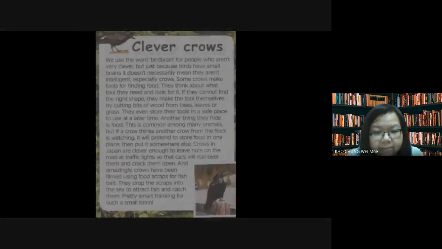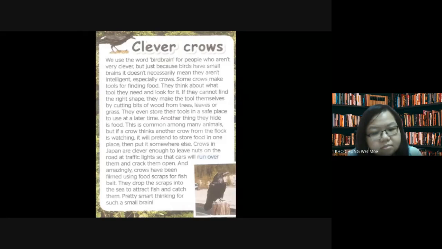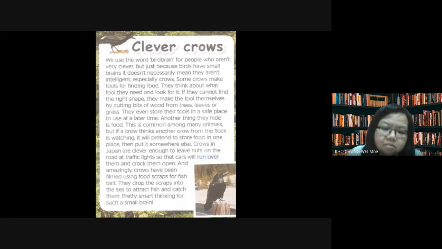Clever crows. We use the word bird brain for people who aren't very clever. But just because birds have small brains, it doesn't necessarily mean they aren't intelligent, especially crows. Some crows make tools for finding food. They think about what tool they need and look for it. If they cannot find the right shape, they make the tool themselves by cutting bits of wood from trees, leaves, or grass. They even store their tools in a safe place to use at a later time.